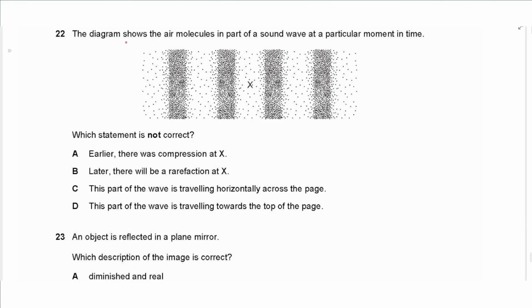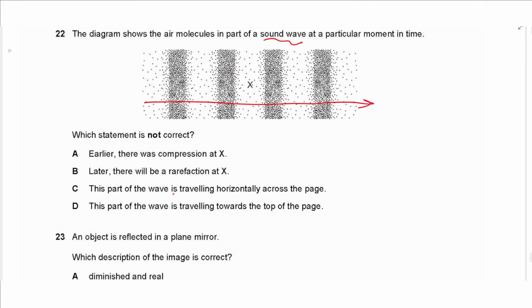Question 22 says, the diagram shows the air molecules in part of a sound wave at a particular moment in time. Which statement is not correct? Earlier there was a compression at X. Yes, it's now a rarefaction. Later there will be a rarefaction at X. Also yes, since the wave is moving.